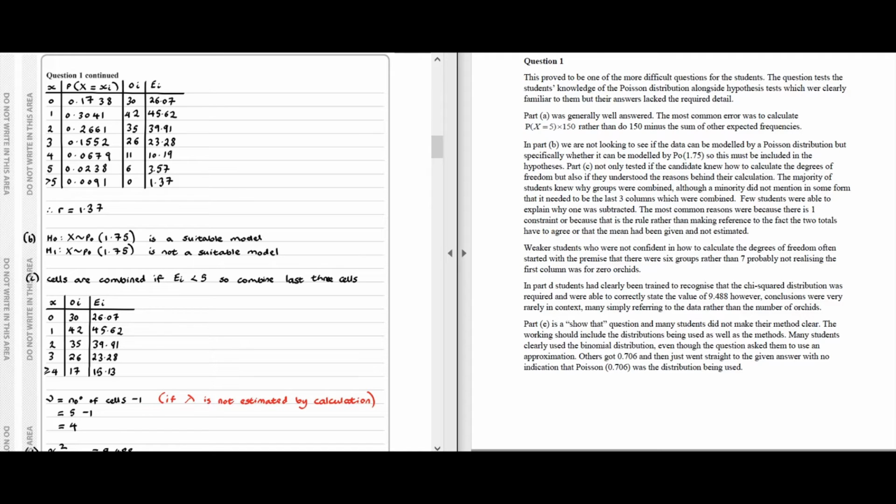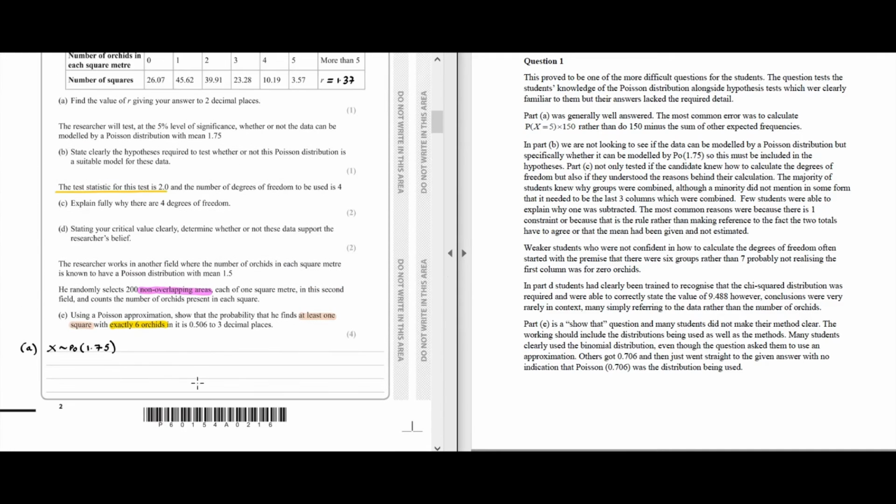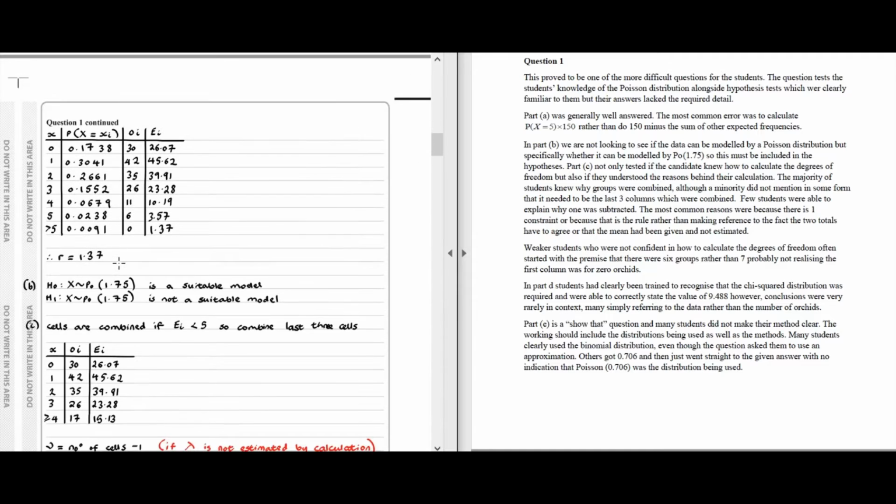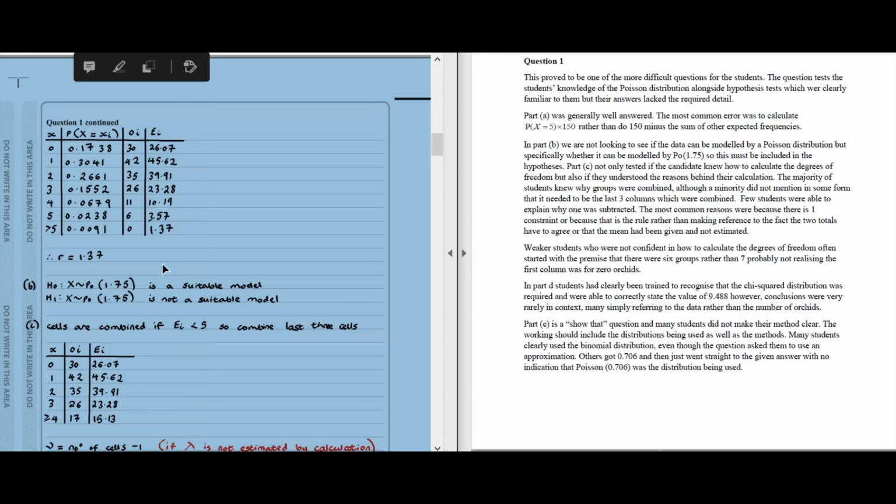The most common reasons were because there is one constraint, or because that is the rule, rather than making reference to the fact that 2 totals have to agree, or that the mean had been given and not estimated. So that's what I put over here. The mean is not estimated. The next part of the question, weaker students who were not confident in how to calculate the degrees of freedom often started with the premise that there were 6 groups rather than 7, probably not realizing the first column was for 0 orchards. So that's talking about this one over here.